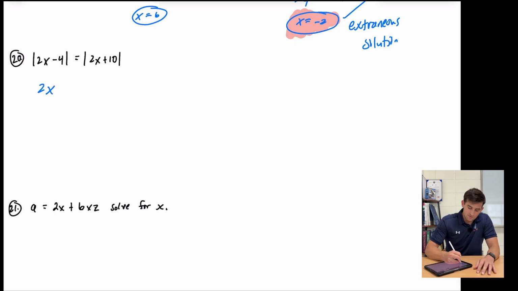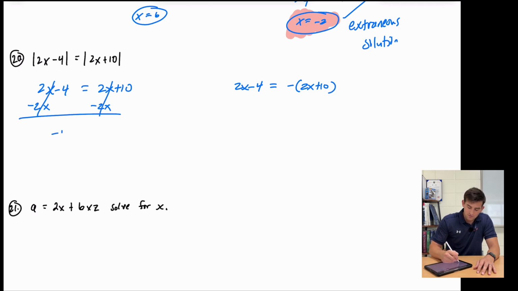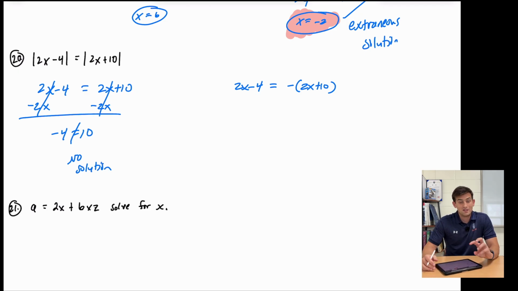All right, number 20. We have 2x minus 4 is either equal to 2x plus 10, or 2x minus 4 is equal to the opposite of 2x plus 10. Well, notice when we subtract here, our x's cancel. We get negative 4 is equal to 10, and no, it is not, right? So there's actually no solution for this related linear equation.